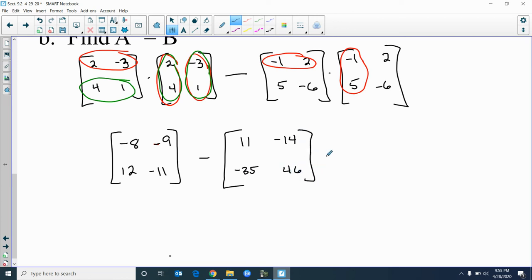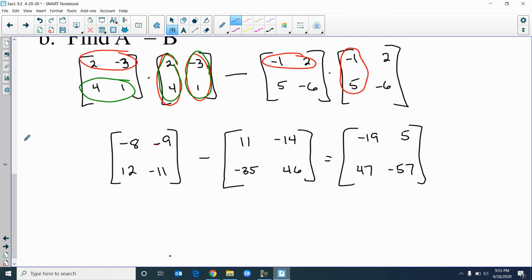And now the last thing I need to do is subtract those. So negative 8 minus 11 is negative 19. Negative 9 plus 14 is 5. That should be a 5. 12 minus negative 35 should be 47. And then negative 11 minus 46 is negative 57.